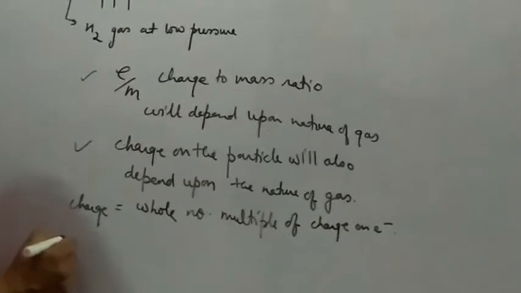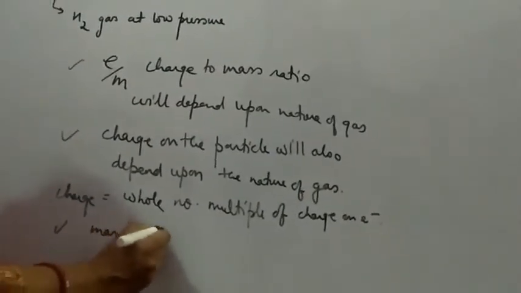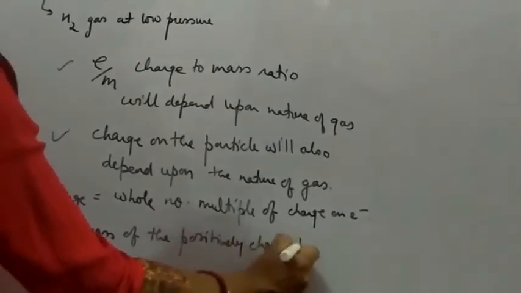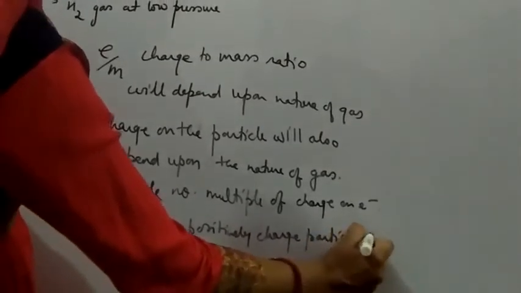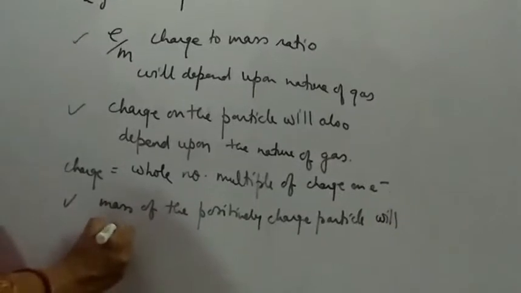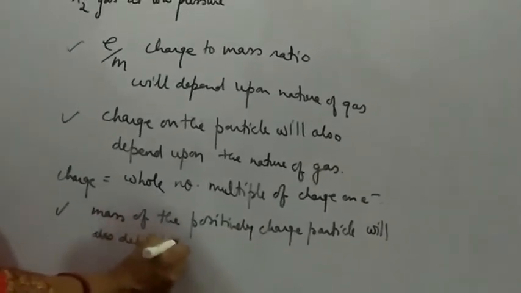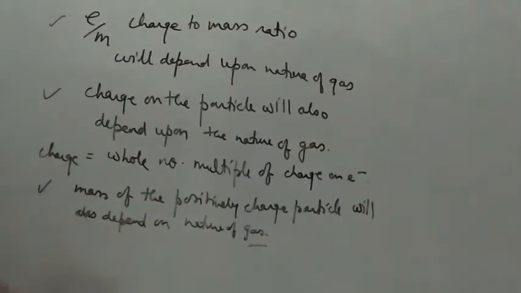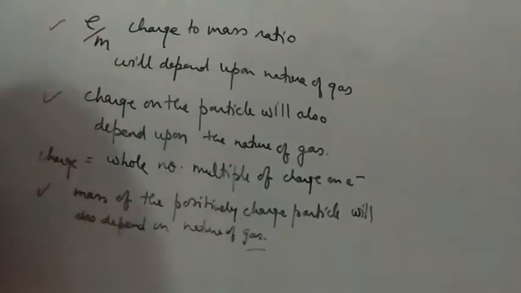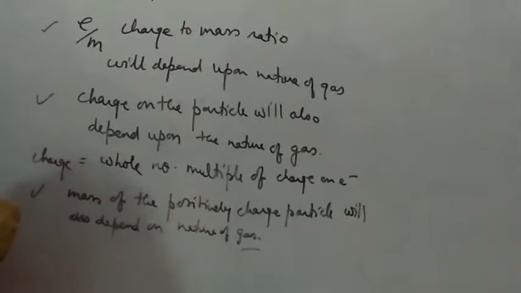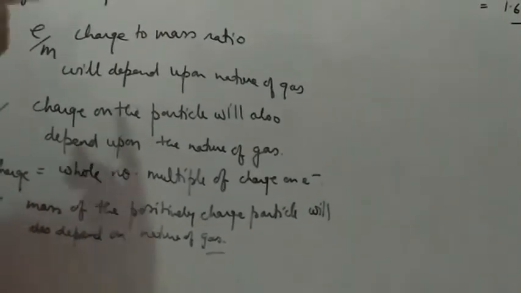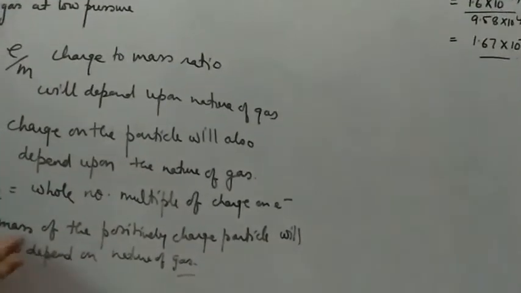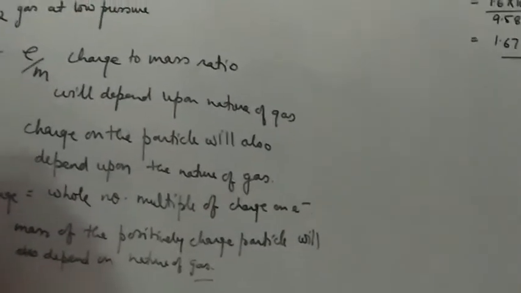and simultaneously the mass of this positively charged particle will also depend on the nature of the gas. Earlier, the charge to mass ratio in the cathode ray was independent of the nature of the gas, but here in the anode ray the charge and the mass of the particle are going to depend upon the nature of the gas.